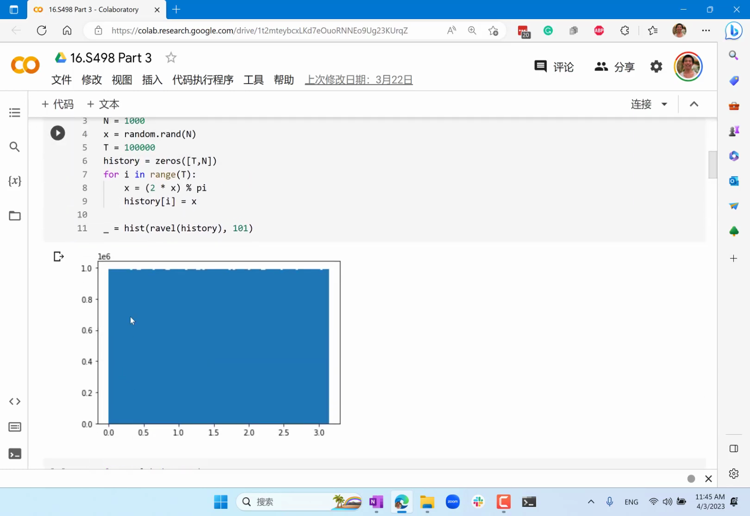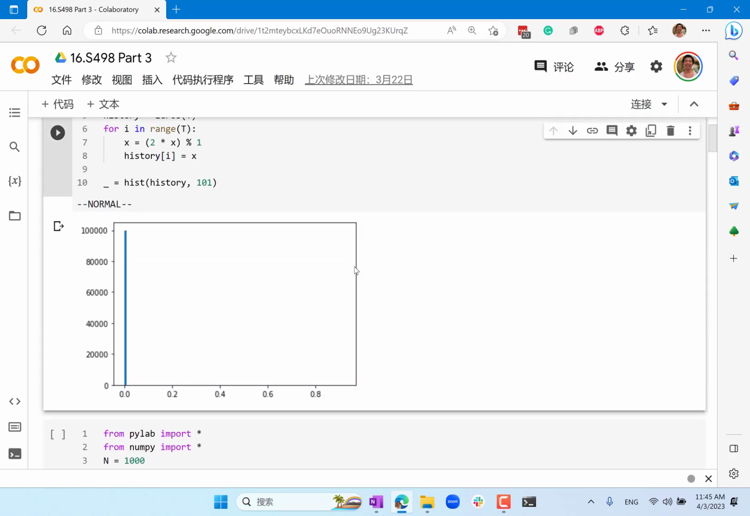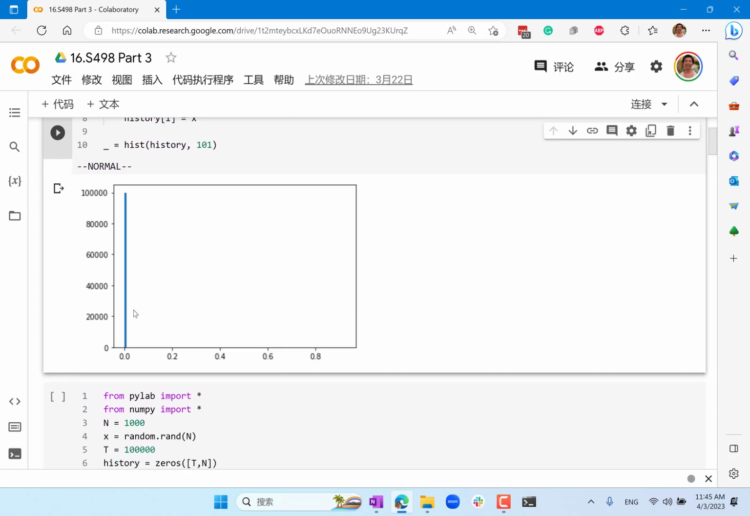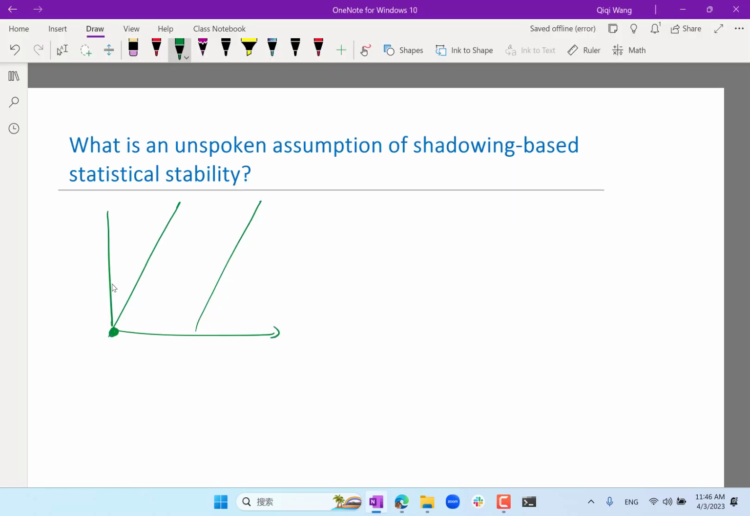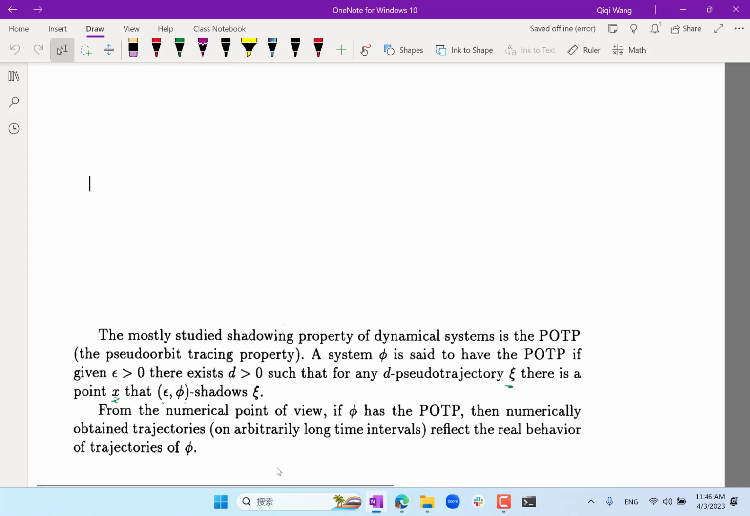So this is what we ended up simulating with just expanding the domain from 0 to 1 to 0 to pi. We get the uniform distribution. But if we do the simulation between 0 and 1, with a computer representation of numbers, we get a long-term trajectory that is just all 0 most of the time. So this assumption that there is a unique real behavior of any solution that satisfies the same governing equation is simply not correct.